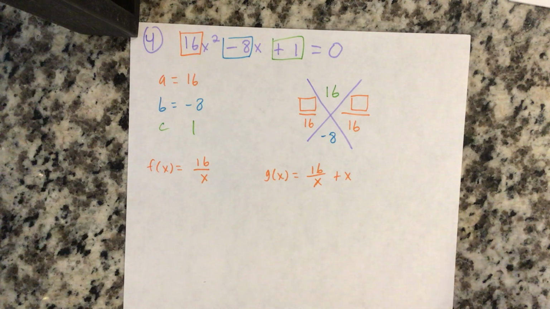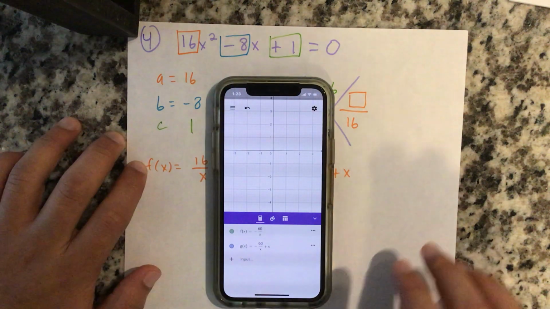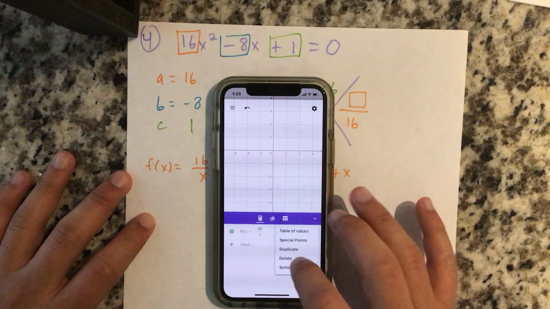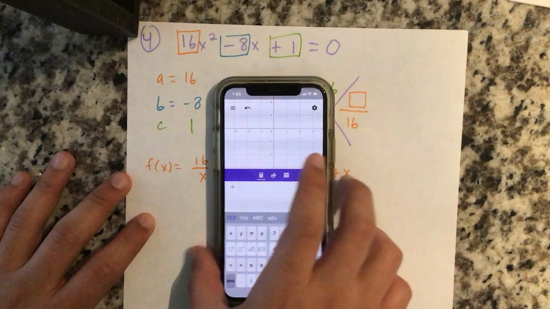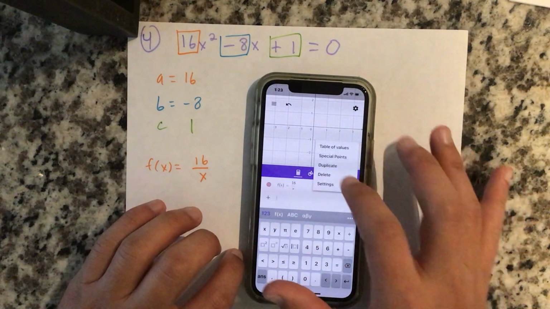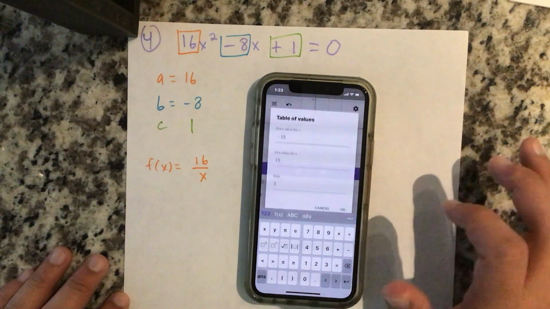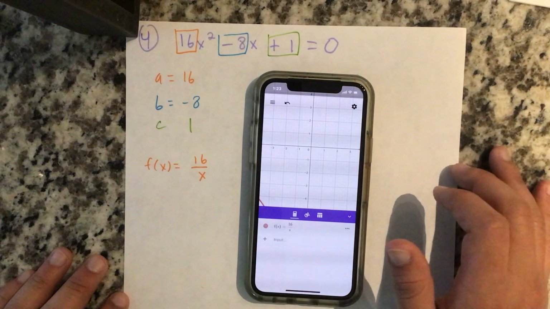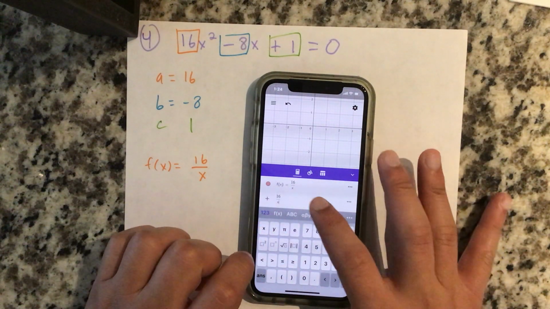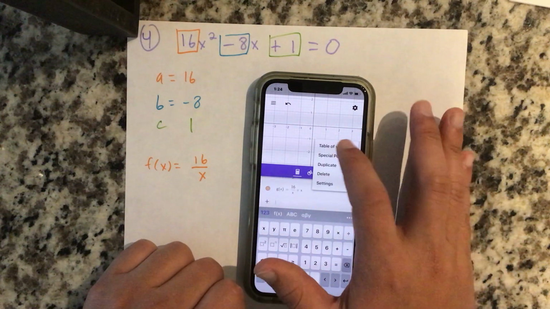Okay? Then we go to the calculator. Let me just delete these. Start fresh. There we go. Okay, so first equation, 16 over x. 3 dots, table of values. Yeah, we'll do negative 15 to 15. That's fine. That should work. Same thing. 16 over x. Slide over one. There we go. Plus x. 3 dots, table of values.